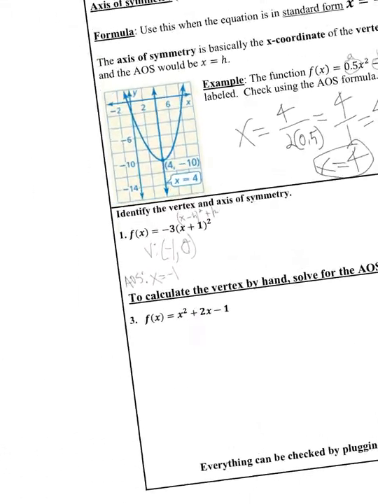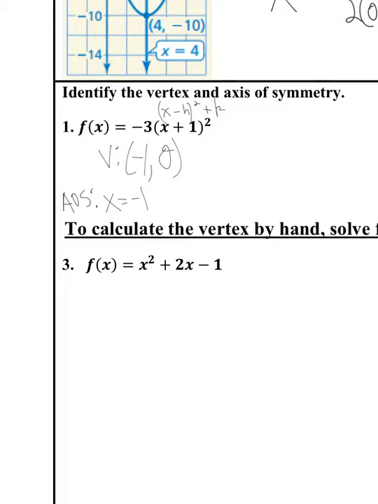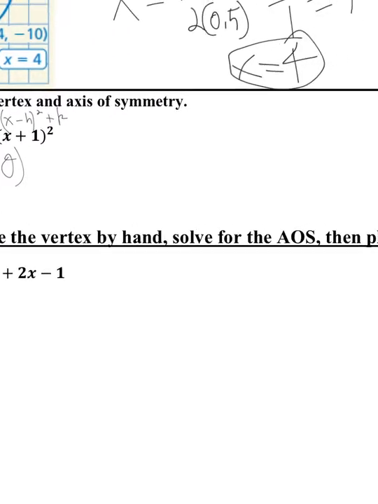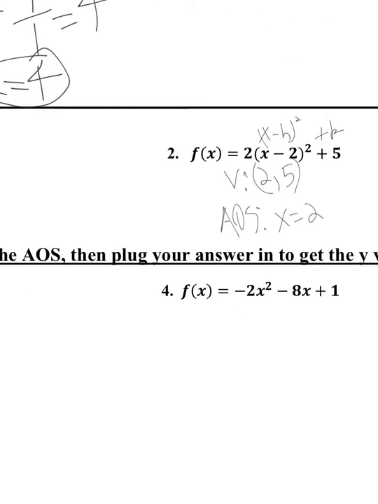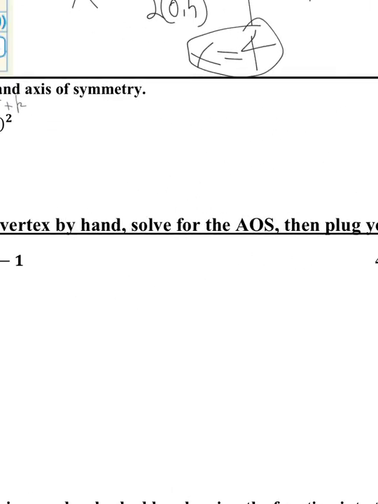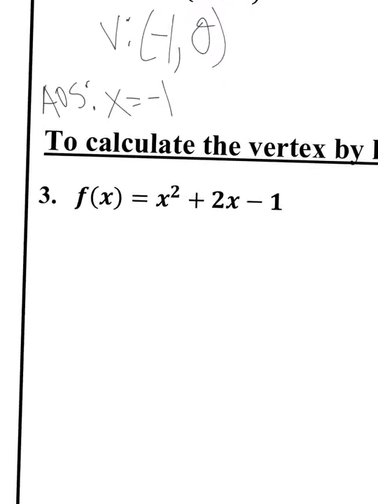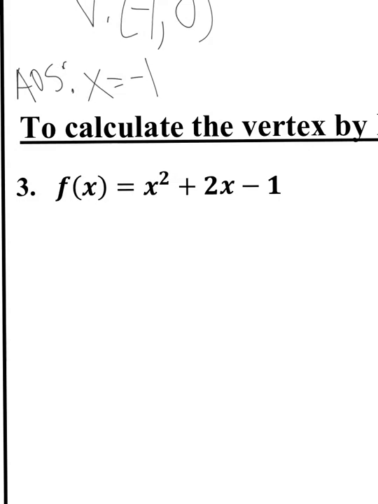Anyway, to calculate the vertex by hand, solve for the axis of symmetry, then plug your answer back in to get the y value. So this is what I'm doing here. I get my negative b over 2a. So if you want, label your a, b, and c. There's nothing in front of the x squared, so that means a is 1. I have 1x squared plus 2x, so b is 2, and minus 1, so c is negative 1.